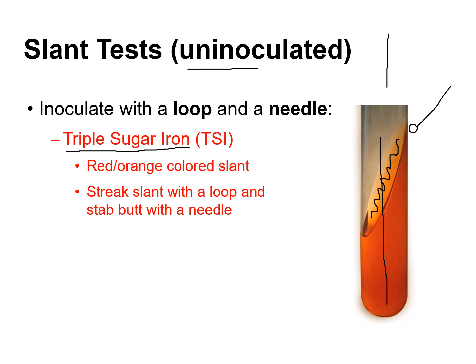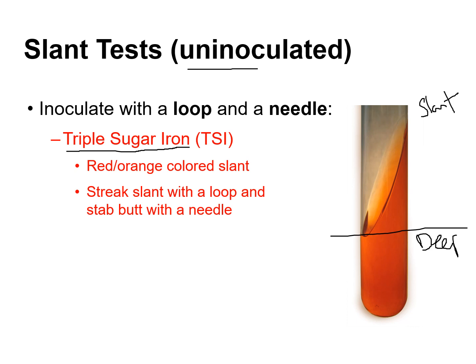Now, why do we call it triple sugar? Because it has 3 sugars. This slant right here actually has 3 sugars added. So what are those 3 sugars? Well, let's go ahead and divide. So this is the deep part, and this is the slant. So there's the slant up on the top, and this part is the deep. Now the deep includes 3 sugars.